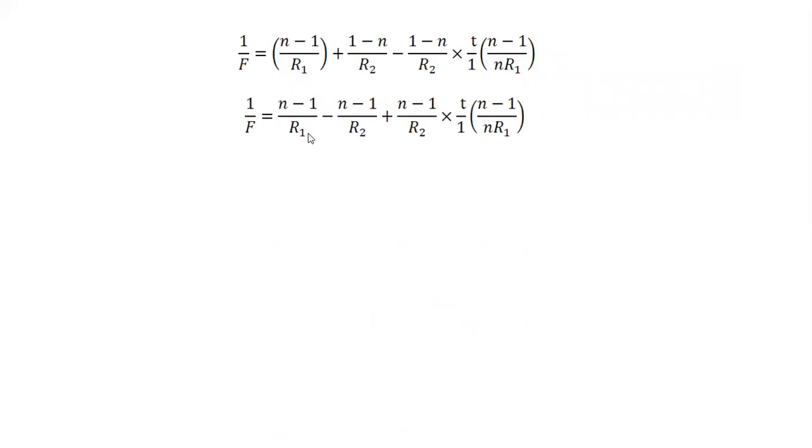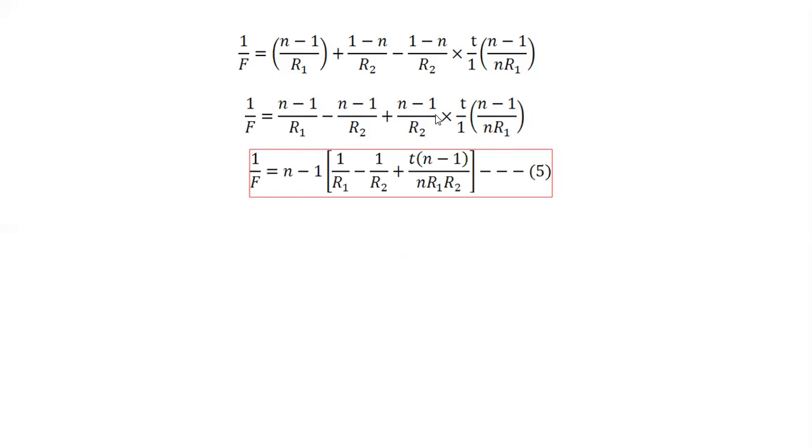So here, we have to write 1 minus n as n minus 1. Therefore, all the equations you have to write as they are: (n − 1)/(n r1). Here, instead of 1 minus n, you write n minus 1, and it becomes negative. Therefore, minus (n − 1)/r2. Here, instead of 1 minus n, you write it as minus (n − 1), therefore this term becomes plus. Therefore, it is plus (n − 1)/r2 × t × (n − 1)/(n r1).